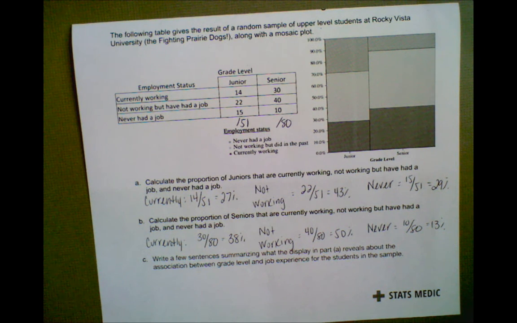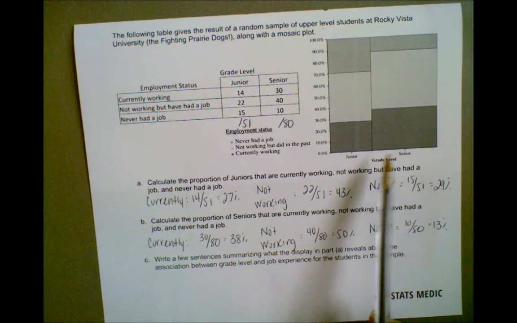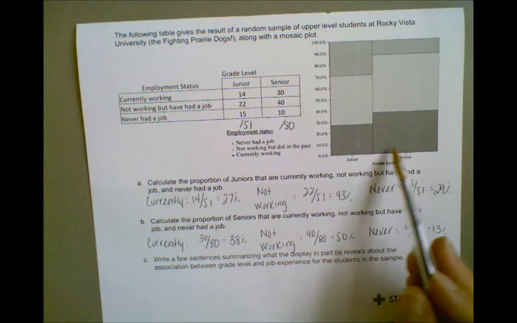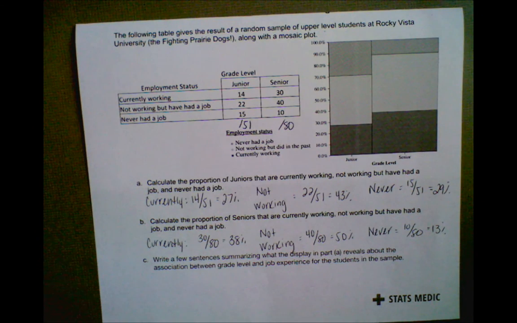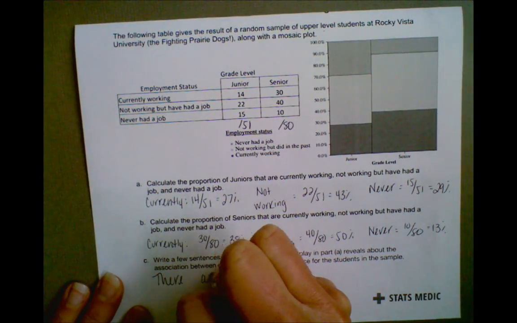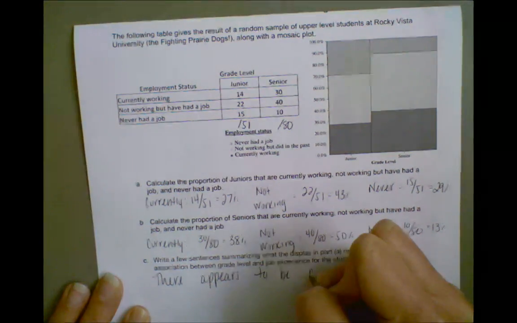So down here in part C, looking at an association between grade level and job experience. If there were no association, we would expect these two bars to be the same because the grade level is not going to influence employment status. But here we do see a difference. We do see grade level influencing employment status. So that tells us that there is an association between the two variables. So we'll say there appears to be an association.